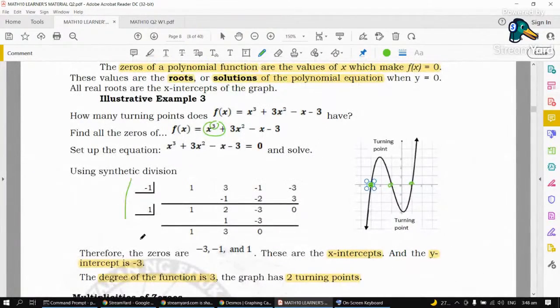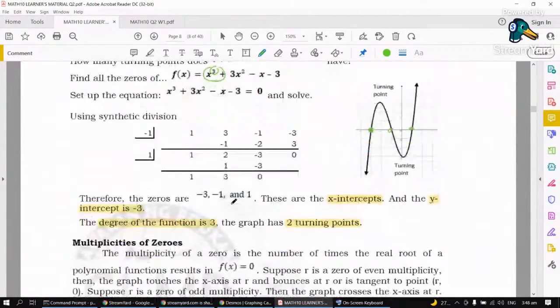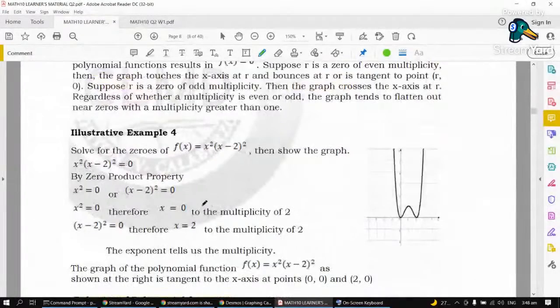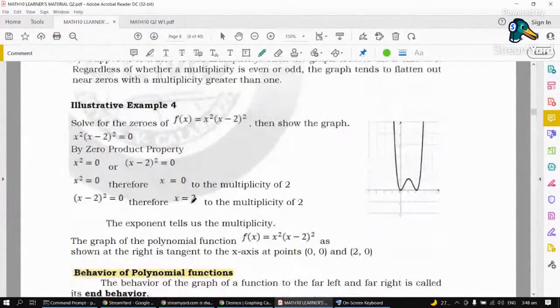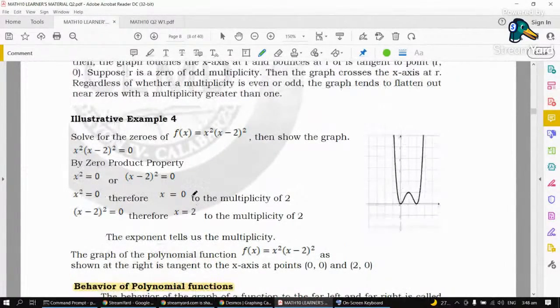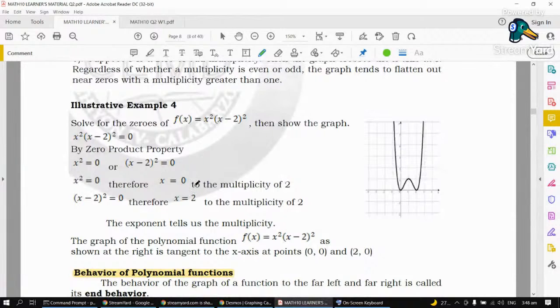So, dito gumagamit pa sila ng synthetic division, no? So, hindi na natin gagawin yan. Yan. So, nandun muna tayo.